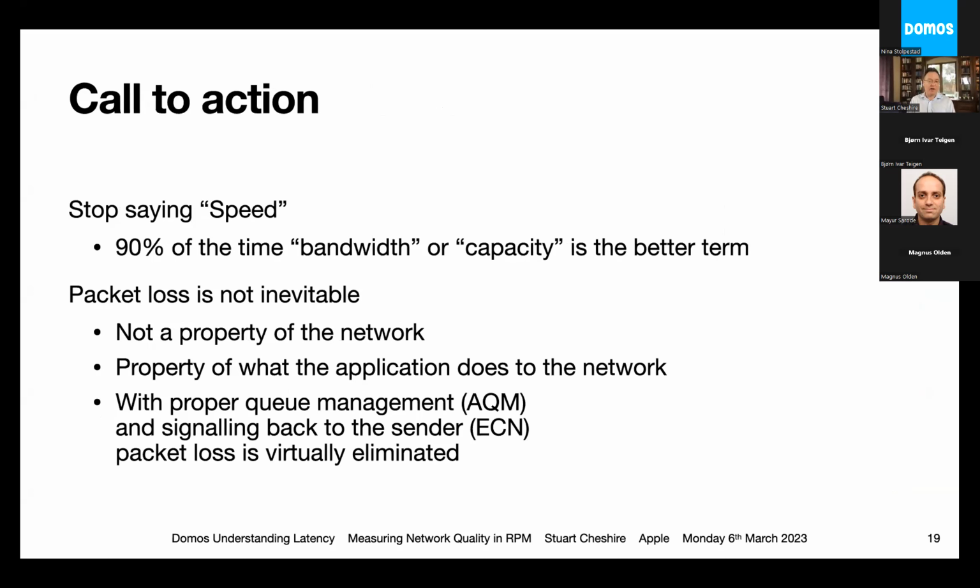I have a call to action for everybody on this call. When you're talking to people or writing or giving presentations, let's all stop saying speed. And it's really hard to do that because it is so ingrained, even for us who should know better. We unconsciously use speed as a synonym for bandwidth or throughput. And we say, my network's fast. It's got a gigabit per second. And that is completely wrong.